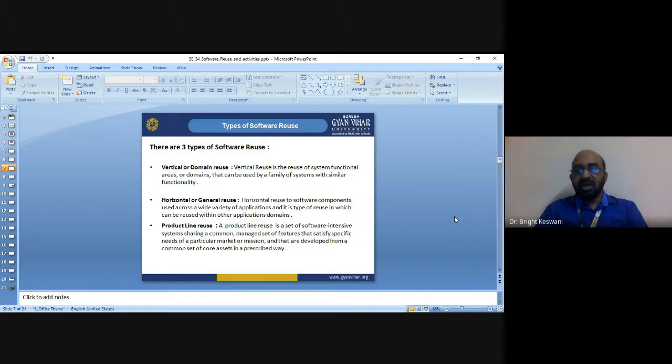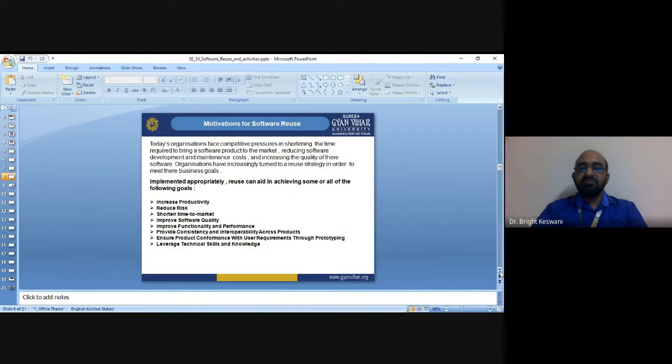A product line is a set of software intensive systems sharing a common managed set of features that satisfy a specific need of a particular market or mission, and that are developed from a common set of core assets in a prescribed way. So these are the three types of software reuse.